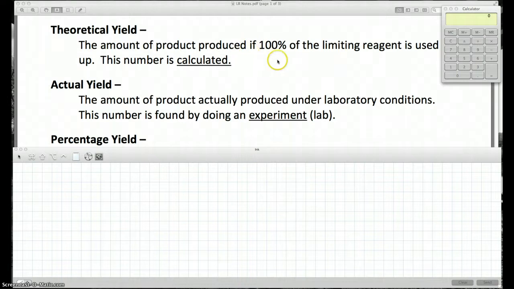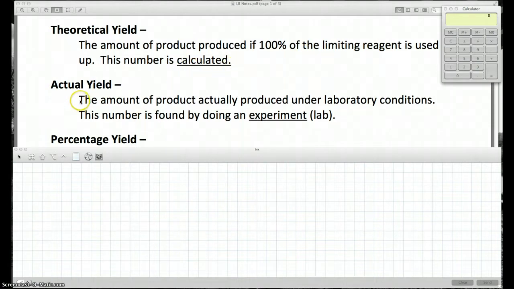In the real world, not every single limiting reagent is going to get used up. It's not going to be 100% of the limiting reagent. Some of the limiting reagent might not react for various reasons that we'll talk about later in this class. But again, theoretically, what should we get? And again, this is calculated using stoichiometry.